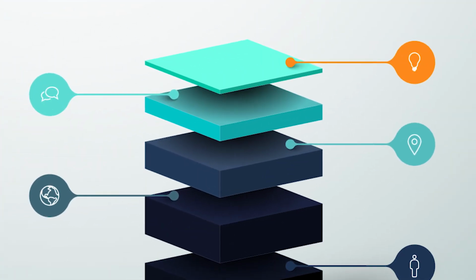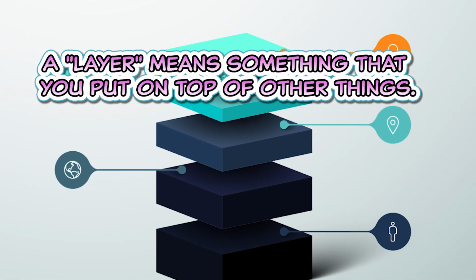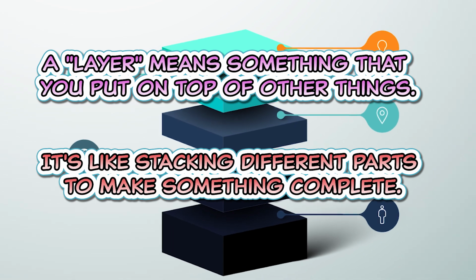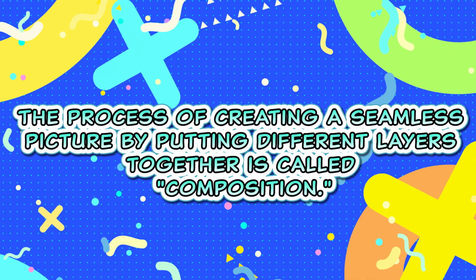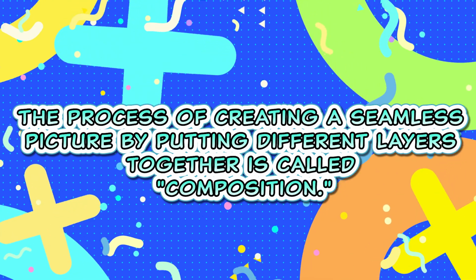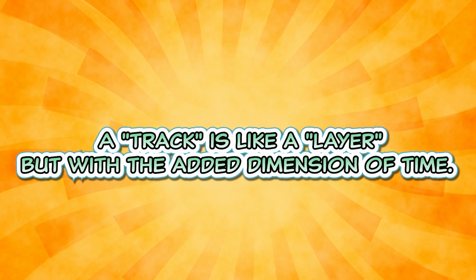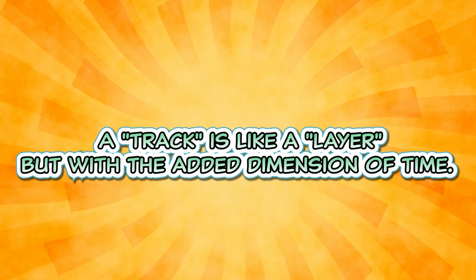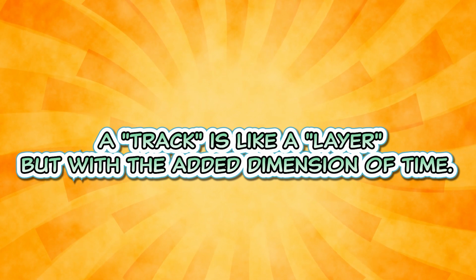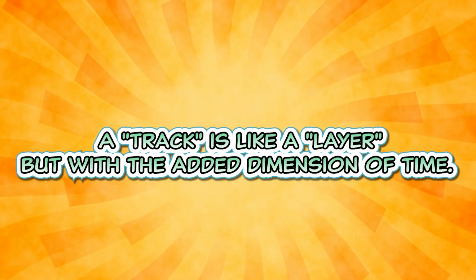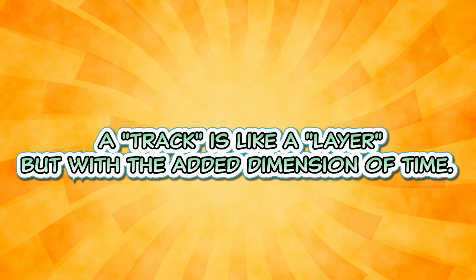So let's overview. A layer means something that you put on top of other things. It's like stacking different parts to make something complete. The process of creating a seamless picture by putting different layers together is called composition. A track is like a layer, but with the added dimension of time. It's a way to organize things not just on top of each other, but also over a period of time, like in a video or animation.